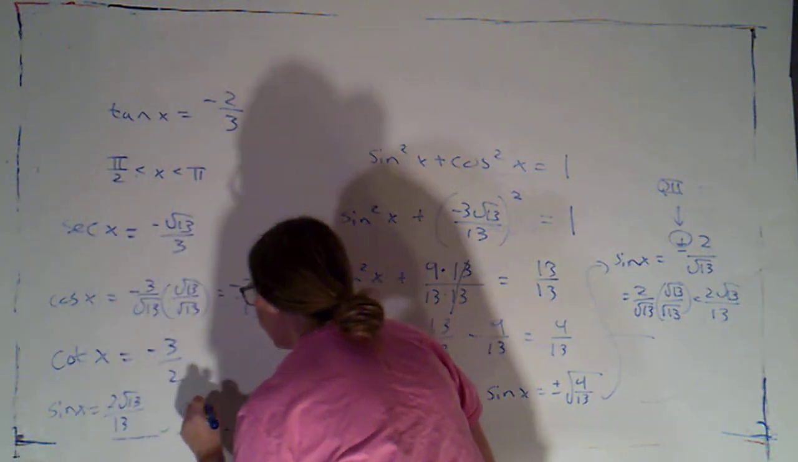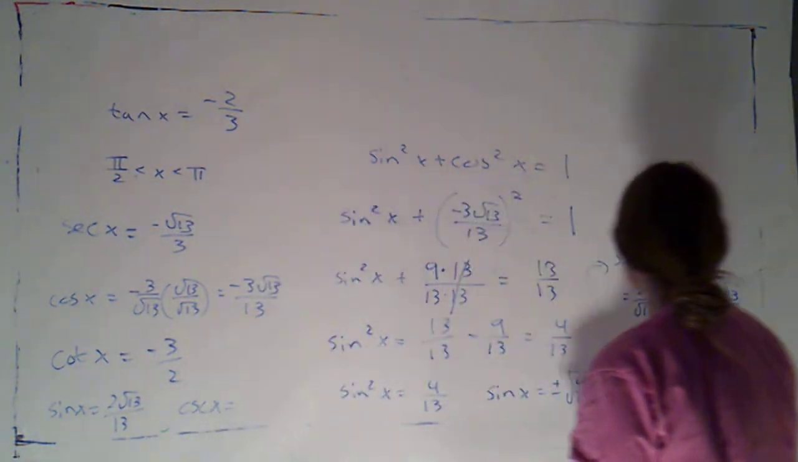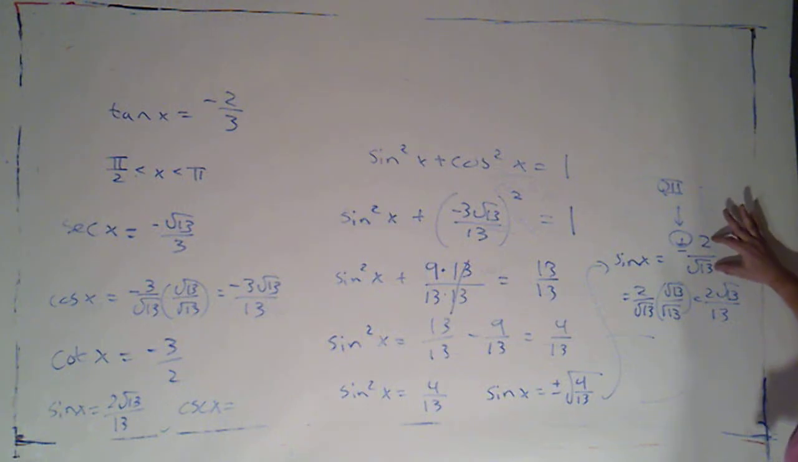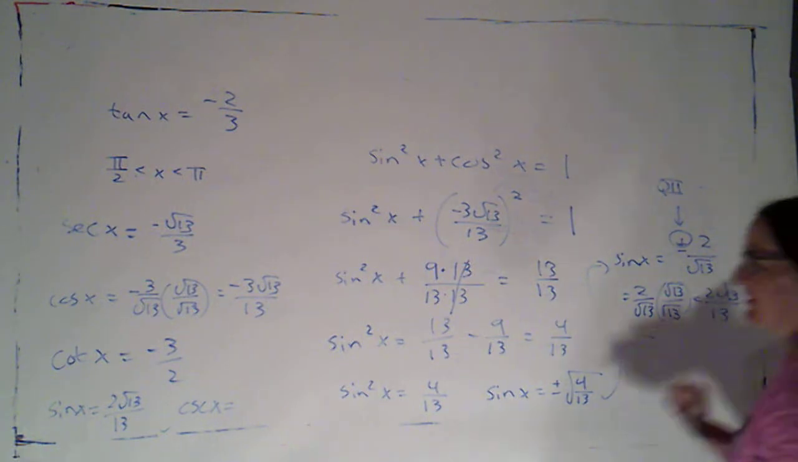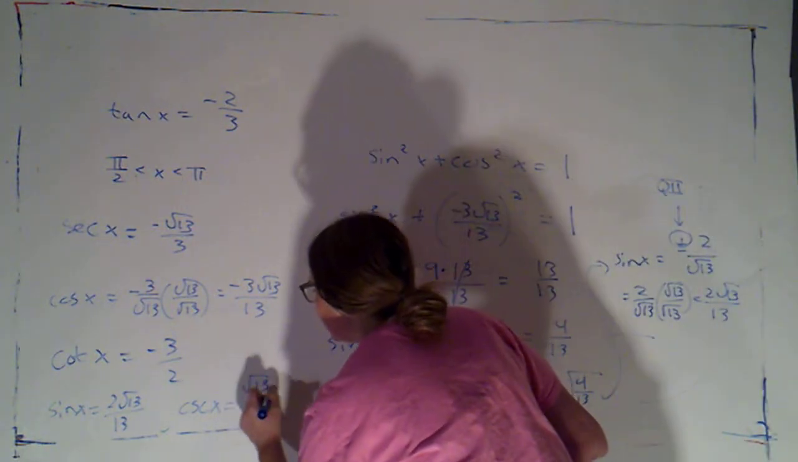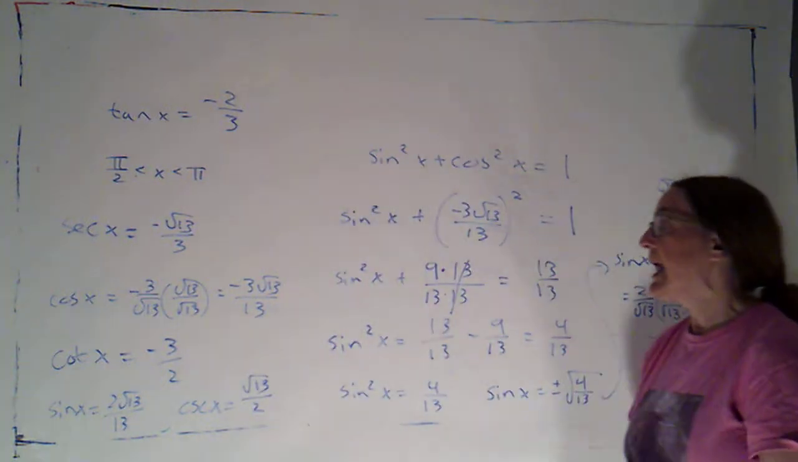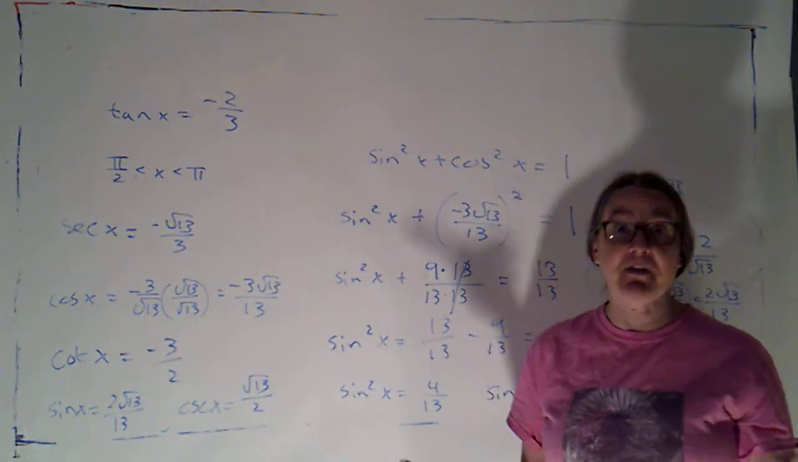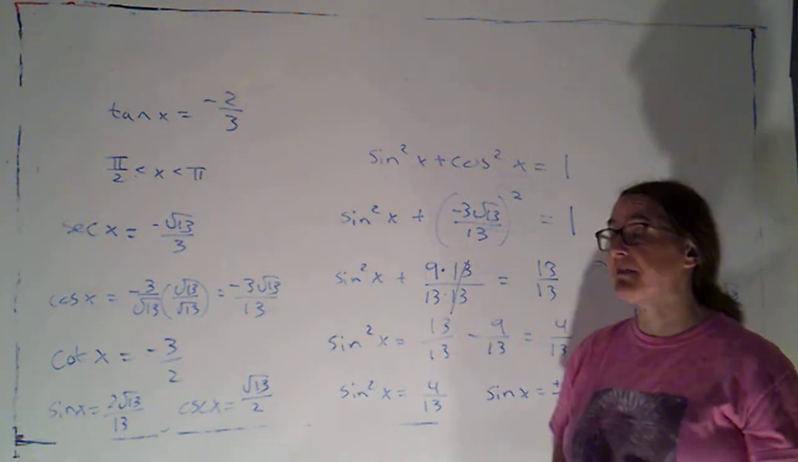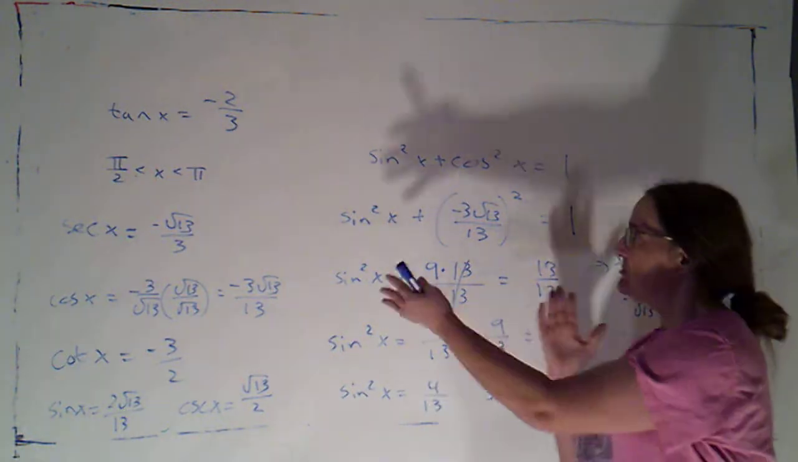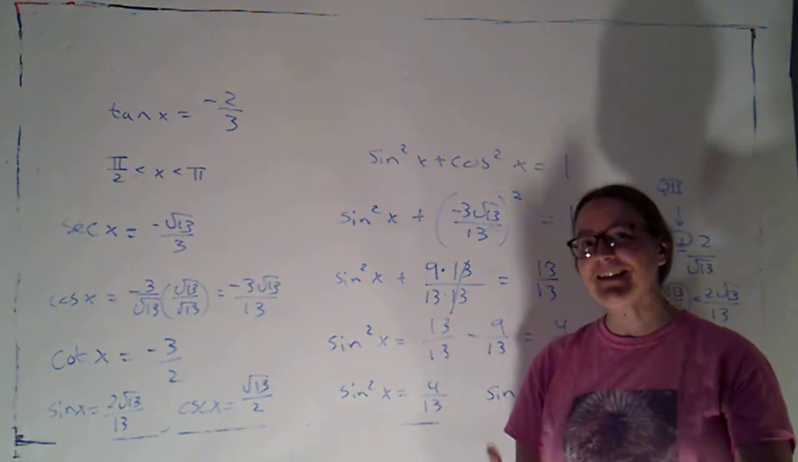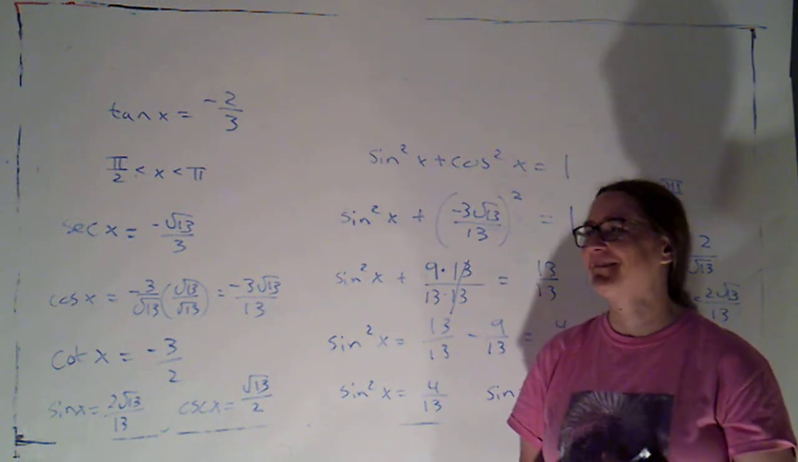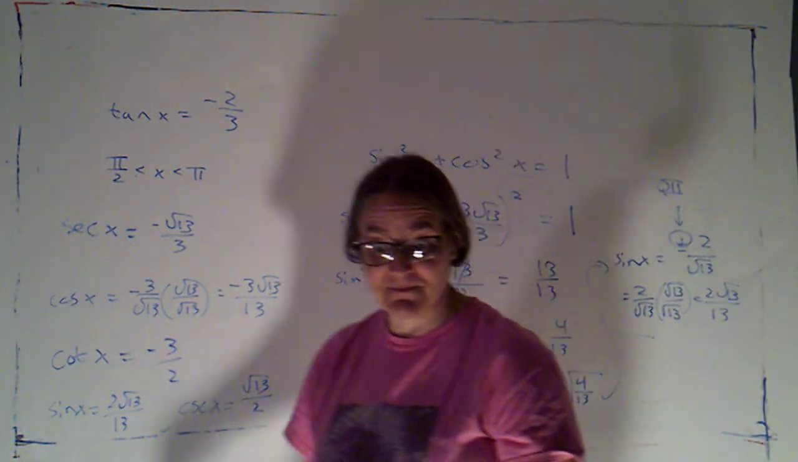And of course, once I have that, I can get cosecant of x. What I'm going to do is go back to this version and flip it so that I get root 13 over 2. Exactly the same answers we got the other way. It doesn't matter which method you use, but make sure you're comfortable with at least one of those methods. Okay? All right, that finishes up this section for us.